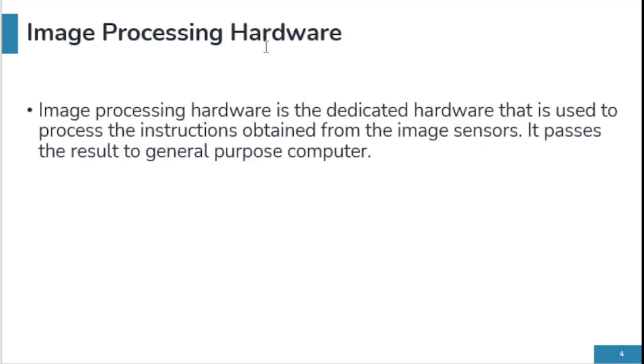Next is image processing hardware. Image processing hardware is dedicated hardware that is used to process the instructions obtained from the image sensors. It passes the result to the general computer.